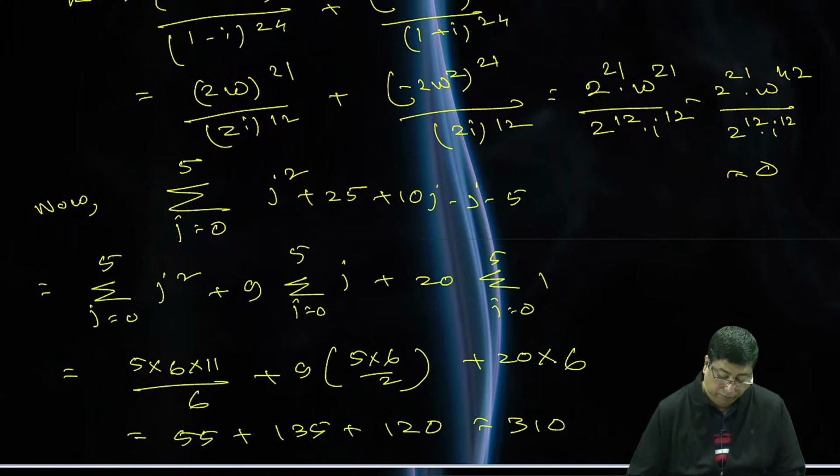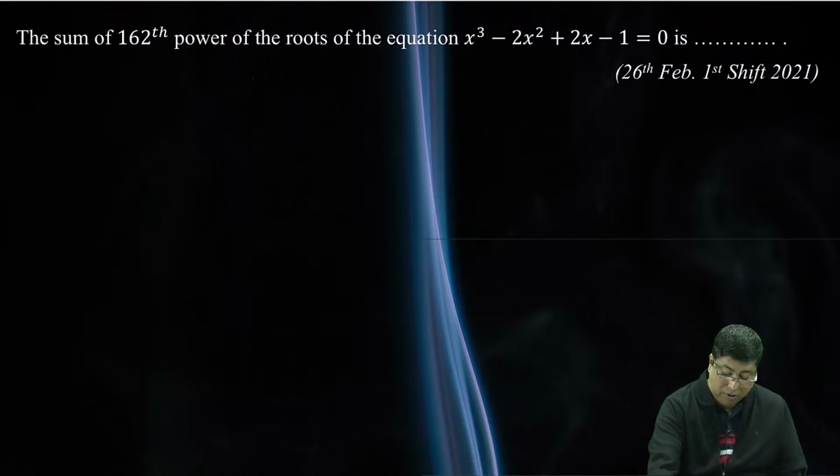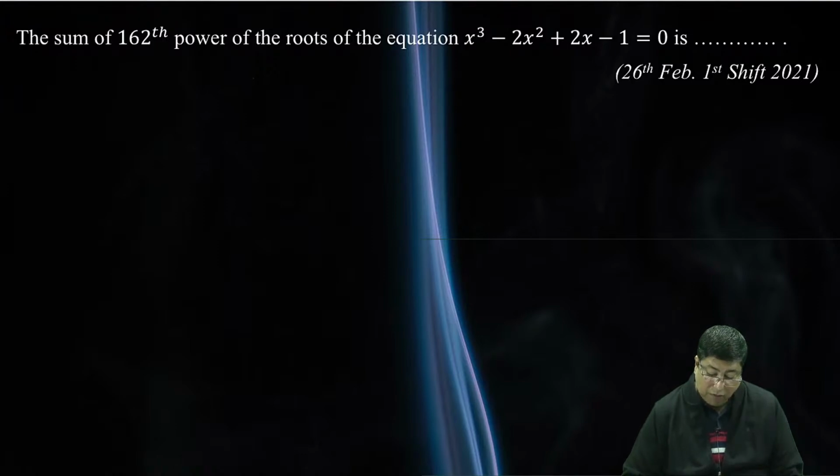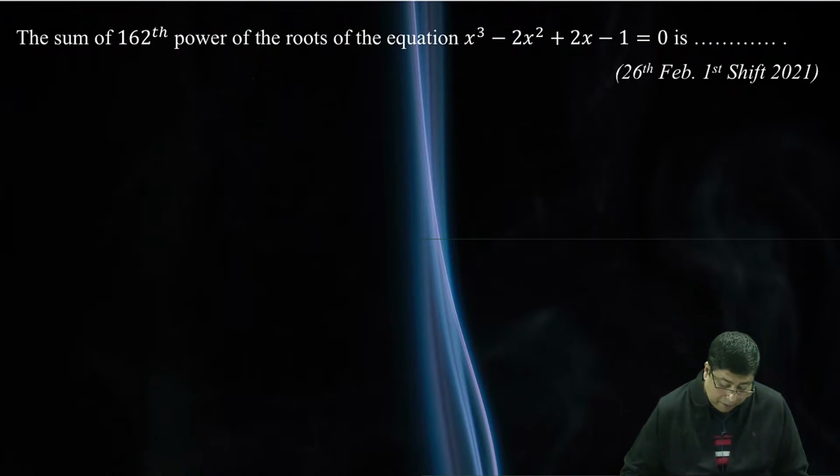Next, the sum of the 162th power of the roots of the equation x cube minus x square minus x plus 1. It is a cubic equation. Only one way: we have to apply the hit and trial method. What can be done here? If we put x equal to 1, we are seeing only hit and trial method is important for JEE main, but for JEE advanced there are some rules for solving the cubic equation that I will tell. I will take the class later.